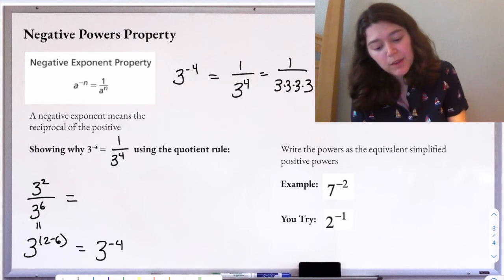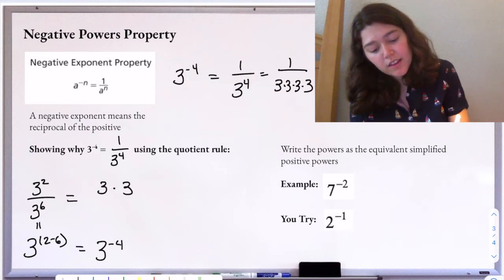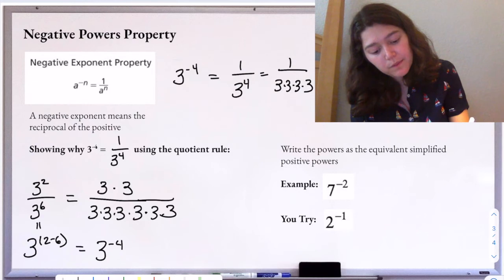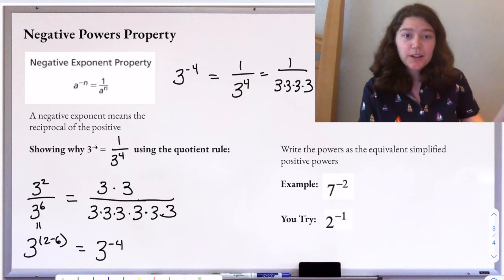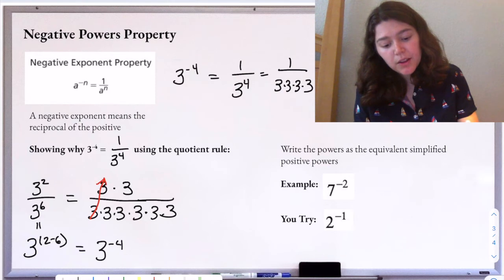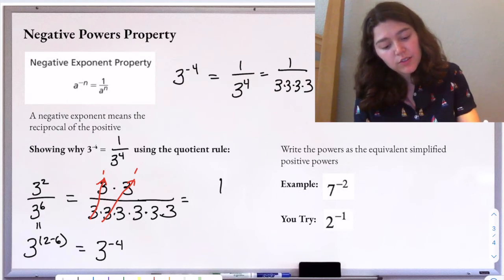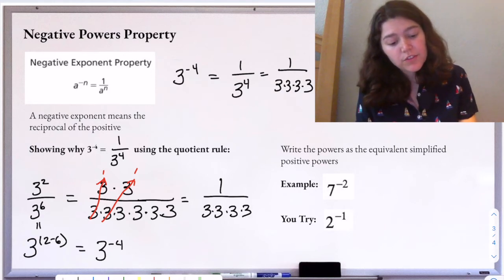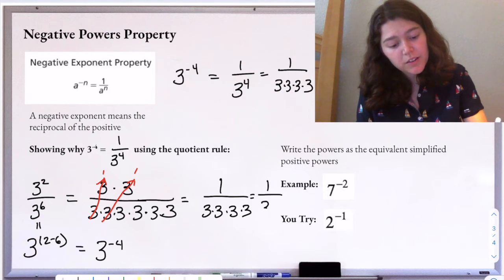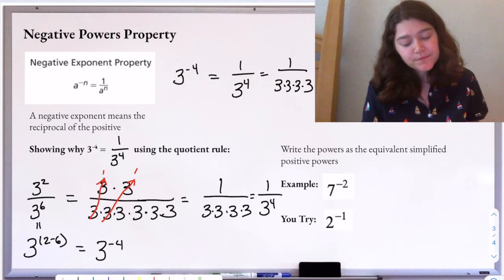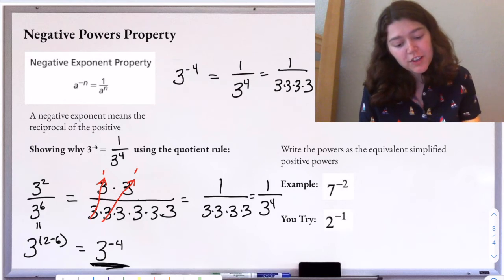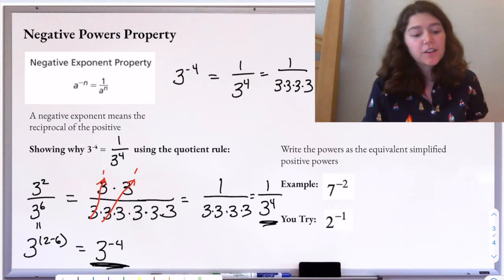But then let's also expand this out. This is 3 times 3 divided by 3 times 3 times 3 times 3 times 3 times 3. We know when we have a number in the numerator and the denominator, those divide away to 1, we can cancel them out, right? Because those are just 1. And to simplify here, now I have just 1 in the numerator, and I have 4 3's in the denominator. Thus, this is 1 over 3 to the power of 4. Okay, so 3 to the negative 4th power is equal to 1 over 3 to the 4th power.